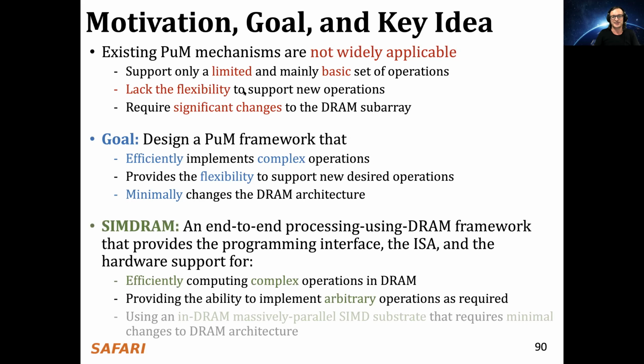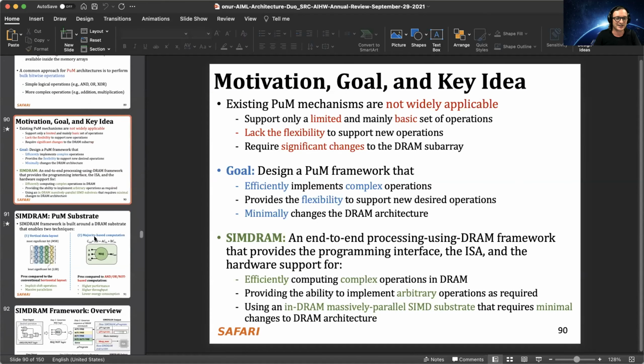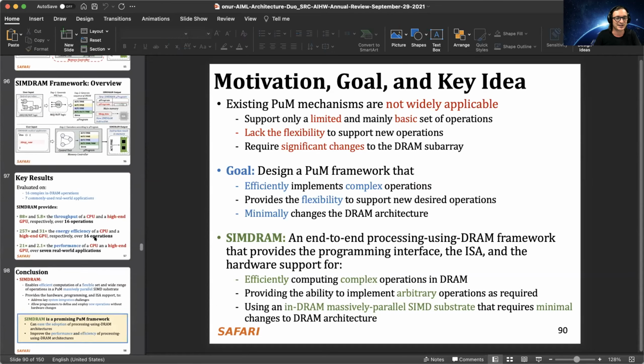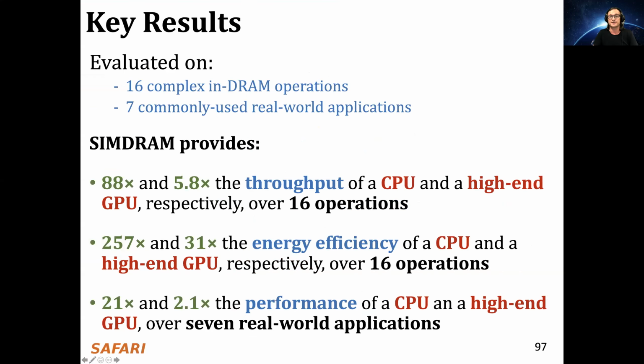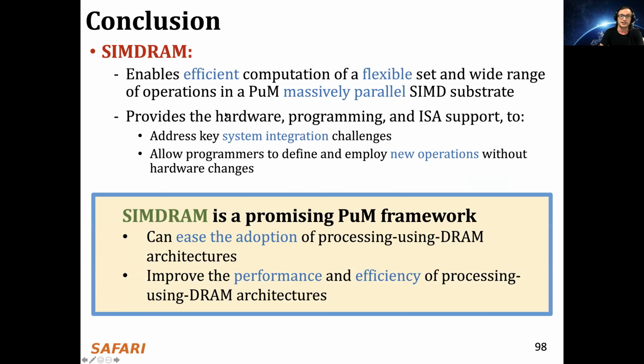Okay, I'm going to go through this relatively quickly because we really do not have much time. I want to leave enough time for Rahul. But just to give you an idea of the key results of SIMDRAM, we see significant performance benefits as well as energy efficiency benefits over CPU and high-end GPU in 16 complex DRAM operations and 7 real-world kernels.